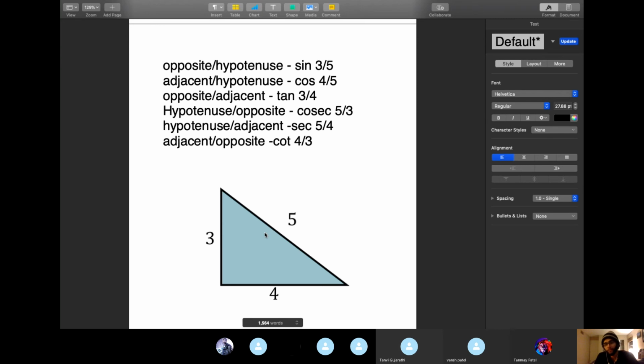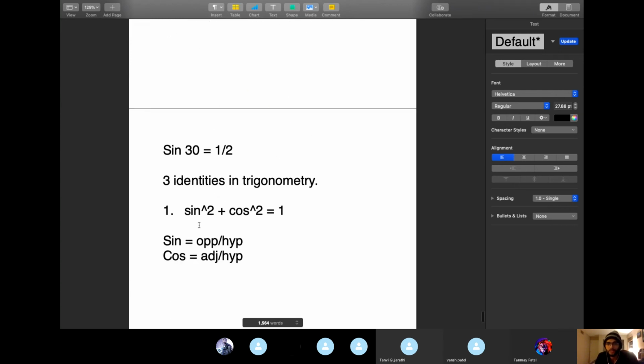Because if we are proving it using this triangle, then I could tell you that sine plus cos is 7 by 5, because 3 by 5 plus 4 by 5 is 7 by 5. But that doesn't mean that in any triangle sine plus cos will be 7 by 5. You could have a different triangle in which it will be different. But I'm telling you that sine squared plus cos squared will be 1 in any triangle.